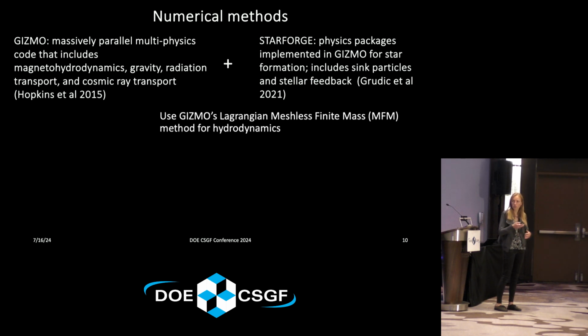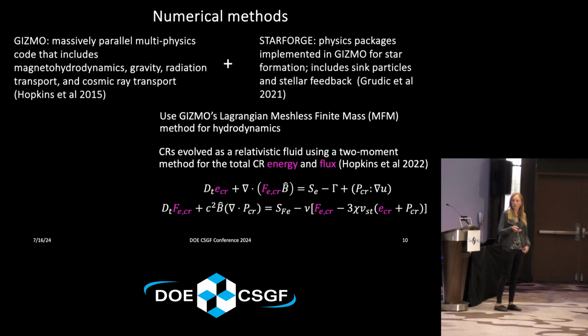And it's a Lagrangian code. Here are a couple of equations that I don't want to go into too much, but I wanted to say something briefly about how we model the cosmic rays. We don't model the individual cosmic ray particles, but we evolve them as a relativistic fluid along with the gas equations. Here we have two coupled equations for the total cosmic ray energy and flux. These are also coupled to the gas equations.